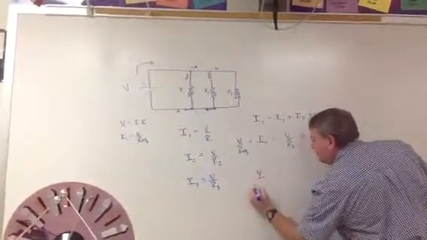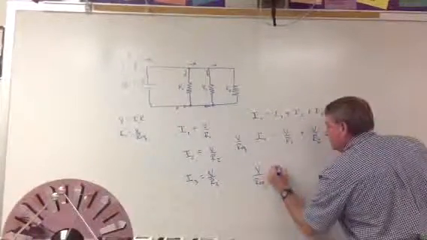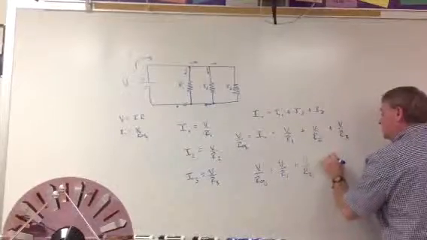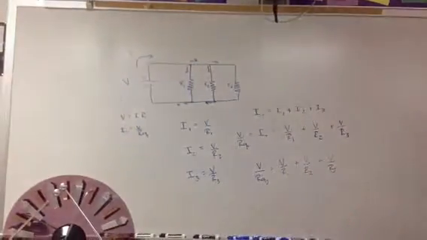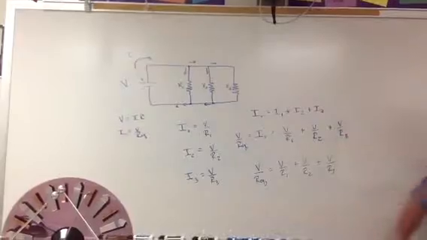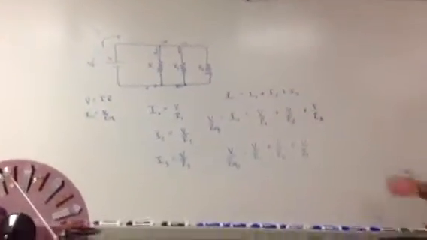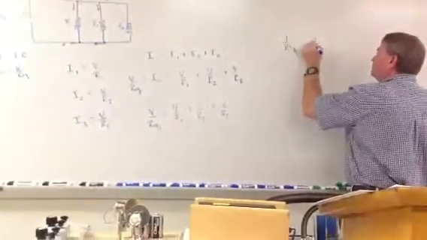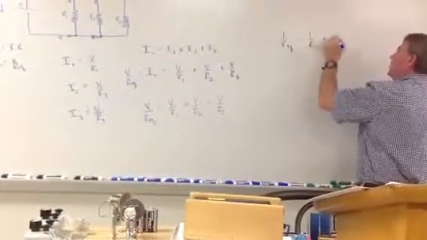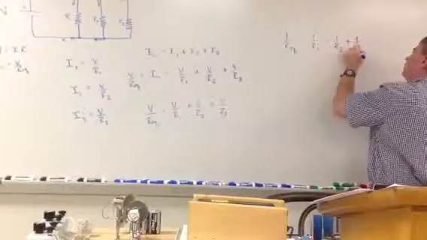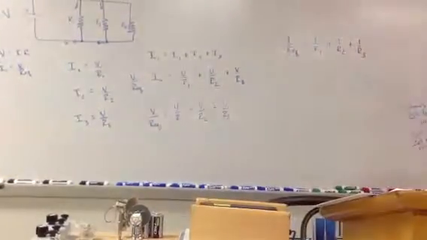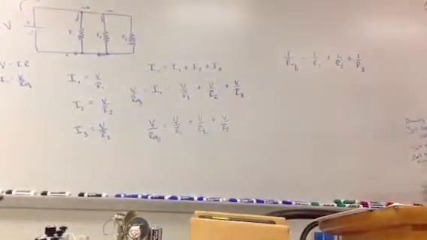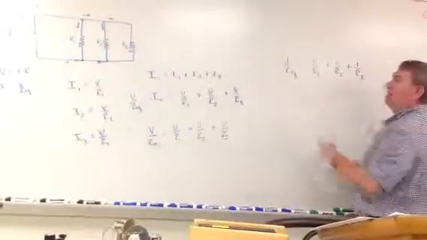This means that V over REQ is equal to V over R1 plus V over R2 plus V over R3. If we divide every term by the voltage, we end up with 1 over REQ is equal to 1 over R1 plus 1 over R2 plus 1 over R3. And this is how we come up with the equation to determine the equivalent resistance for a parallel circuit.